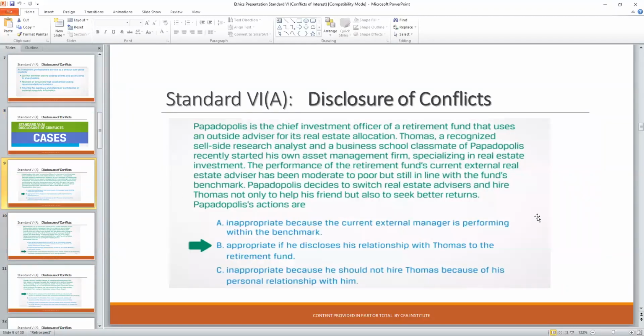So Papadopoulos is the chief investment officer of a retirement fund that uses an outside advisor for its real estate allocation. Thomas, a recognized sell-side research analyst and a business school classmate of Papadopoulos, recently started his own asset management firm specializing in real estate investment. The performance of the retirement fund's current external real estate advisors has been moderate to poor, but still in line with the fund's benchmark. Papadopoulos decides to switch real estate advisors and hires Thomas, not only to help his friend, but also to seek better returns. Papadopoulos' actions are appropriate if he discloses his relationship with Thomas to the retirement fund. If he doesn't, then he's got a conflict.